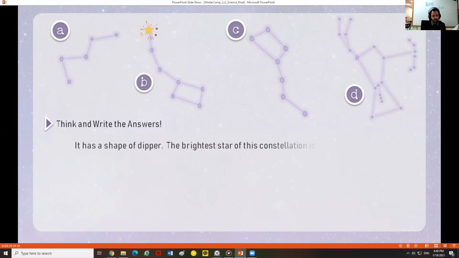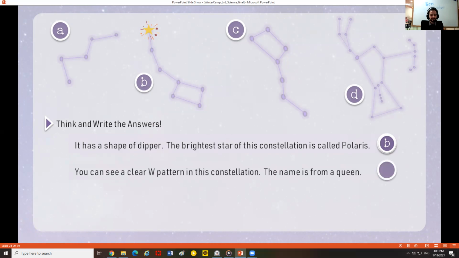So we're going to think and write the answers. This constellation has a shape of a dipper. The brightest star of this constellation is called Polaris. Which constellation is this? That's right, it is B, the Big Dipper. All right. Next, you can see a clear W pattern in this constellation. The name is from a queen. And this one is A, Cassiopeia.